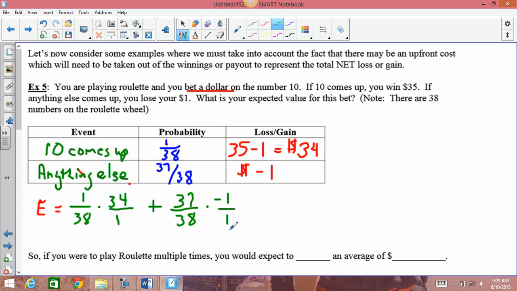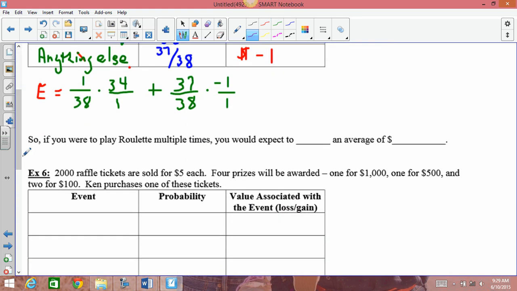I do that here. I know you've got a calculator. Feel free to use your calculators, but this is a way I can show a lot of work here. Then what I'm doing is multiplying straight across. So 1 times 34 is 34. 38 times 1 is 38. Plus 37 times negative 1, that's negative 37.